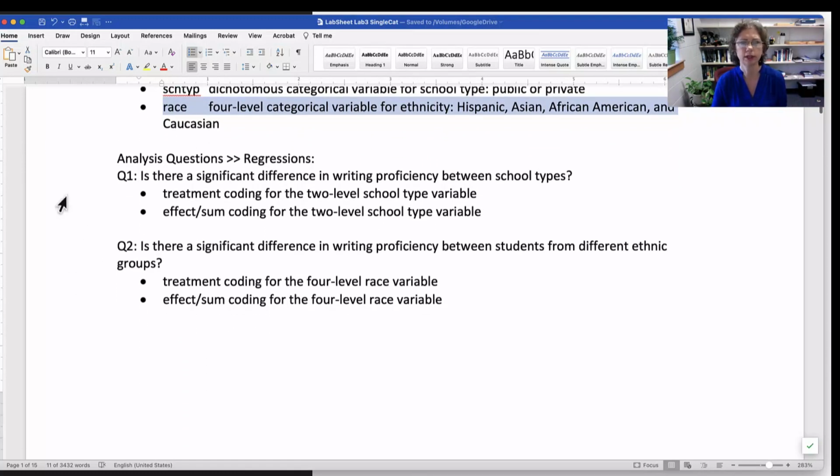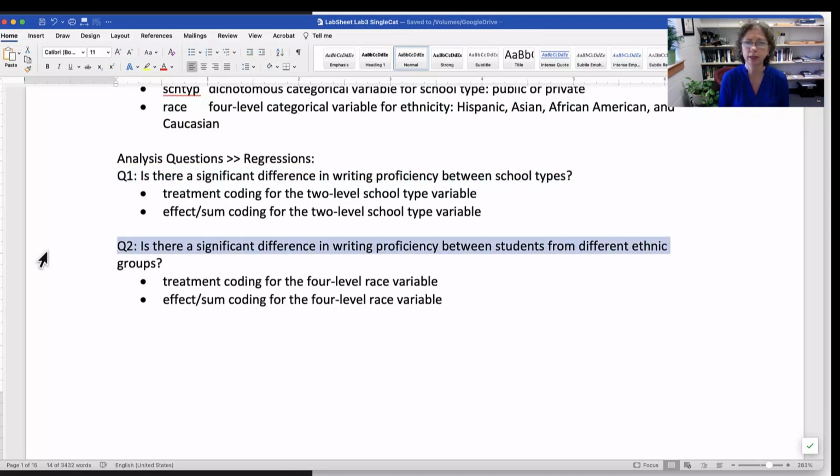And as we walk through this, there's 2 questions that we're asking and answering. Is there a significant difference in writing proficiency between school types? And then a different regression set is looking at significant differences in writing proficiency between students from different ethnic groups. And again, on each of these, we're going to do treatment coding and we're going to run it with effect coding and see how that changes our interpretation from the output to the write-up.